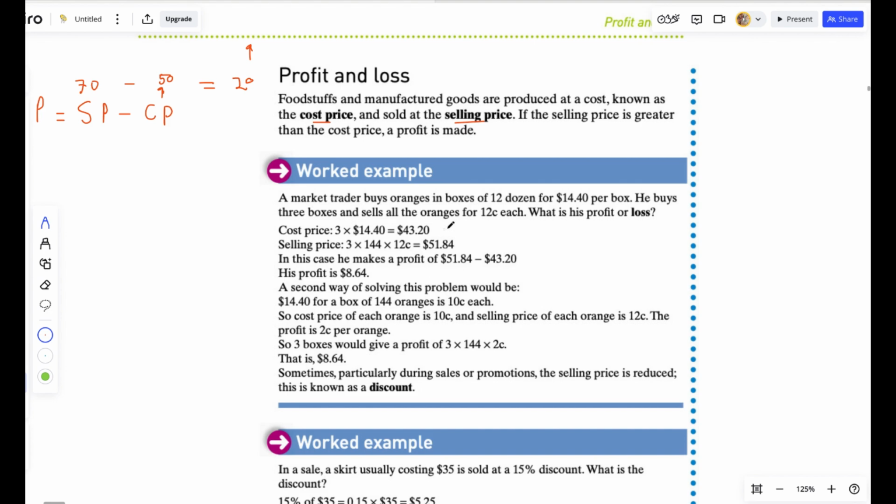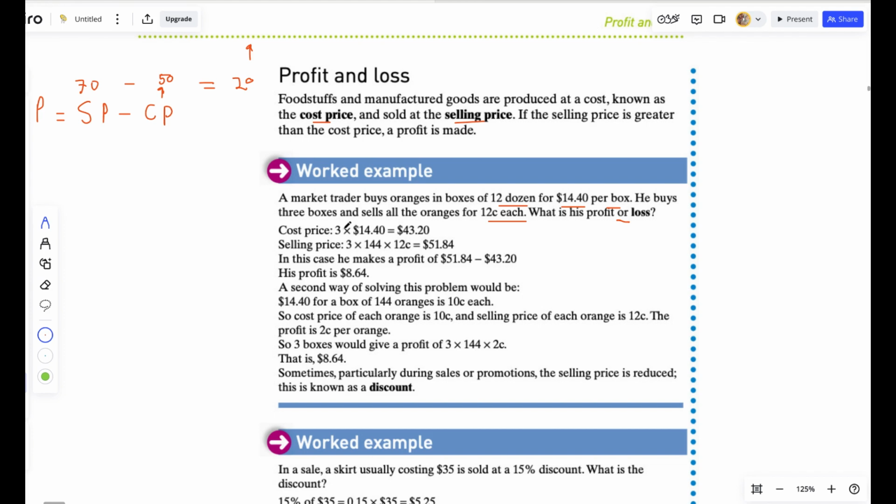A market trader buys oranges in boxes of 12 dozens, for $40.40 per box. One box is $40.40. So for 12 boxes, you multiply by this amount. He buys 3 boxes and sells all the oranges at 12 cents each. What is the profit or loss that he made? So how many oranges are in one box?